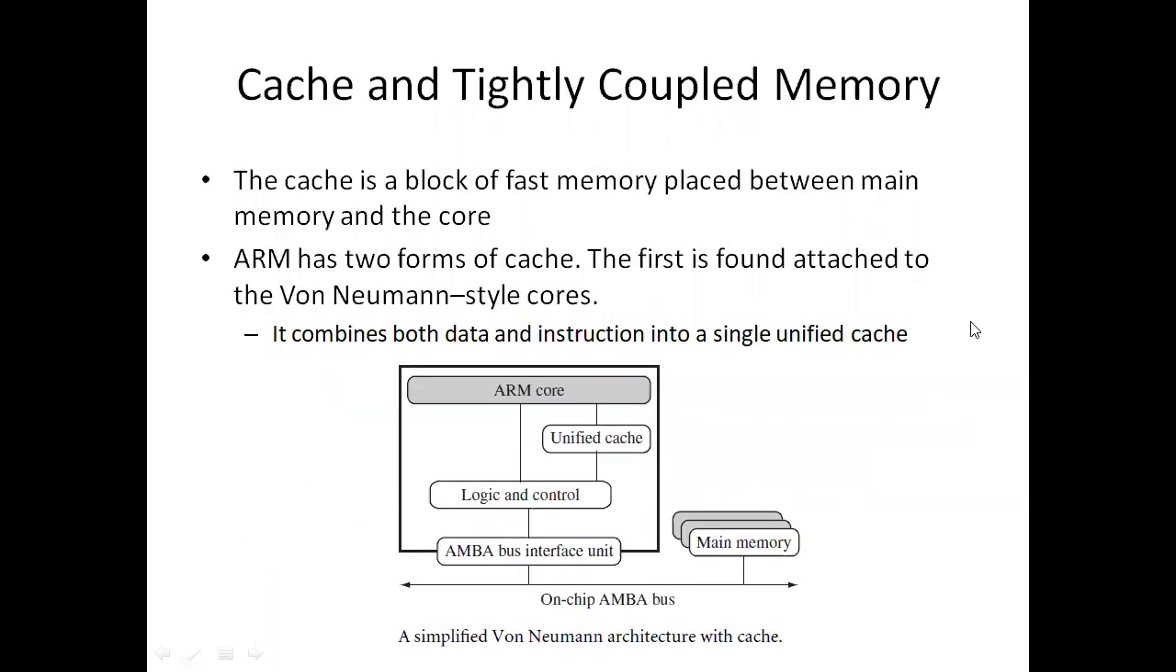So first we'll look at the cache and tightly coupled memory. The cache is a block of fast memory placed between main memory and the core. You know, what do we mean by main memory? The main memory of your system is the one that consists of the data that is currently used by your system.